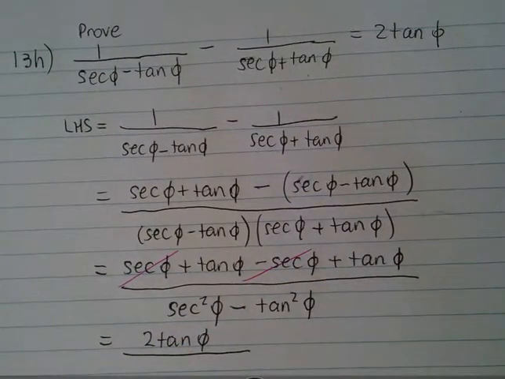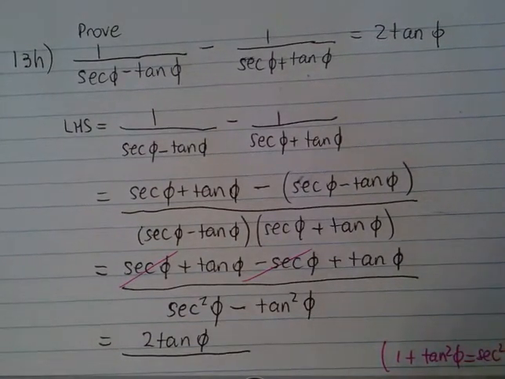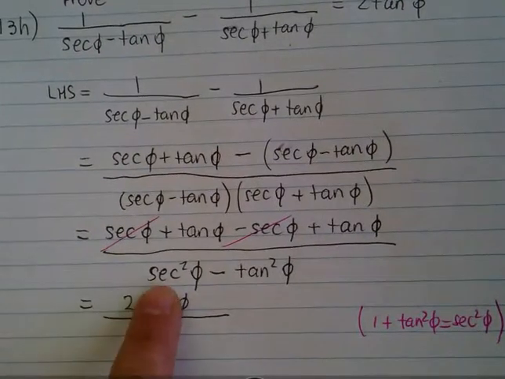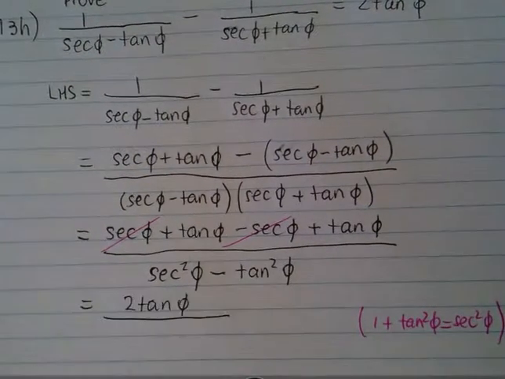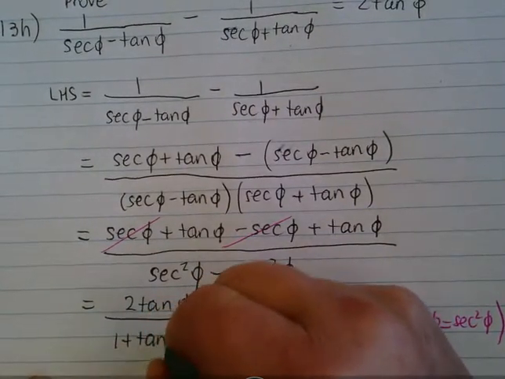Now, over. Think of your squared ones. What are they? Cos squared plus sine squared is 1. What's the second one? 1 plus tan squared equals sec squared. Do you want to use that one? Not a bad idea. 1 plus tan squared equals sec squared. So replace your sec squared with 1 plus tan squared.